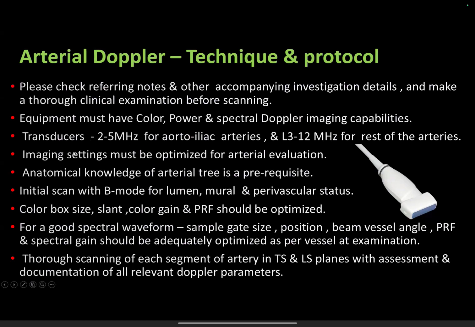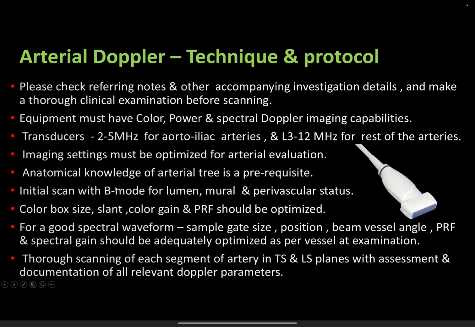But imaging settings must be optimized for arterial evaluation by optimizing the wall filter and velocities and color flow gains and all that. And one must have thorough anatomic knowledge of the tree as a prerequisite. It is an important prerequisite that you should know the anatomy of the arterial tree of that particular part.